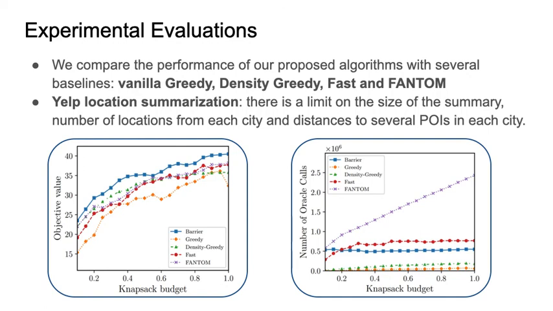In this slide, we compare the algorithms over a Yelp location summarization task where there is a limit on the size of the summary, number of locations from each city, and distances to several points of interest in each city. From these plots, we observe that barrier greedy shows the best performance with a moderate computational cost.